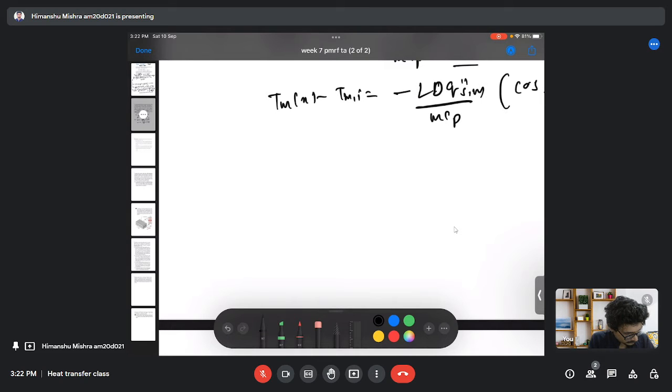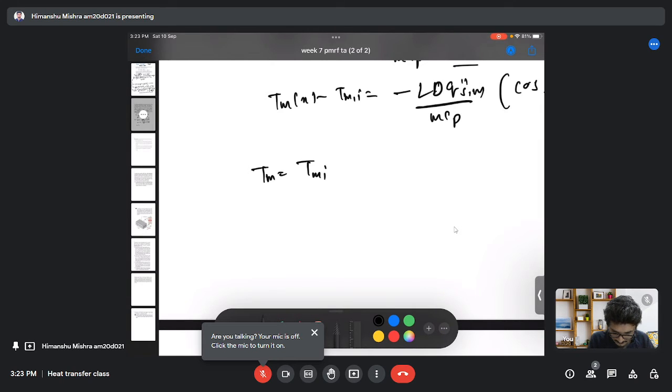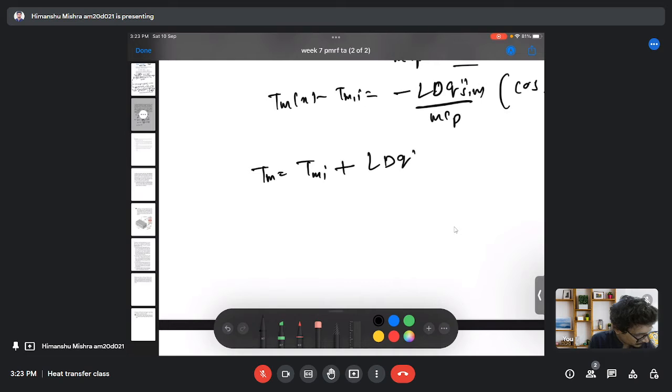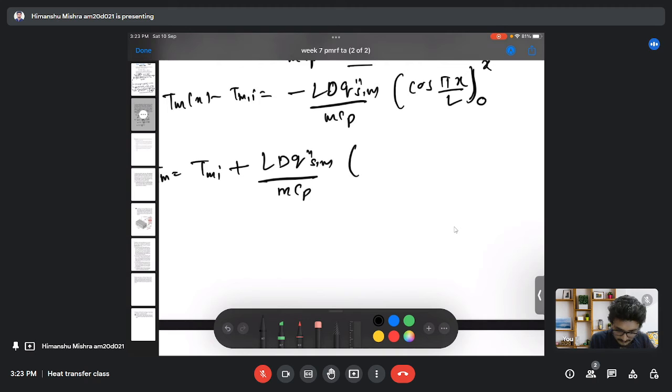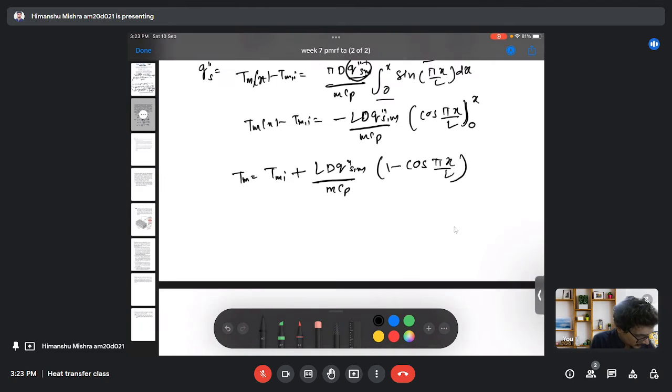So the mean temperature will then be, I will write this as a positive quantity, and I will take the minus sign inside the bracket. So this is my average temperature. My average temperature is a function of x, and it actually varies periodically with x.